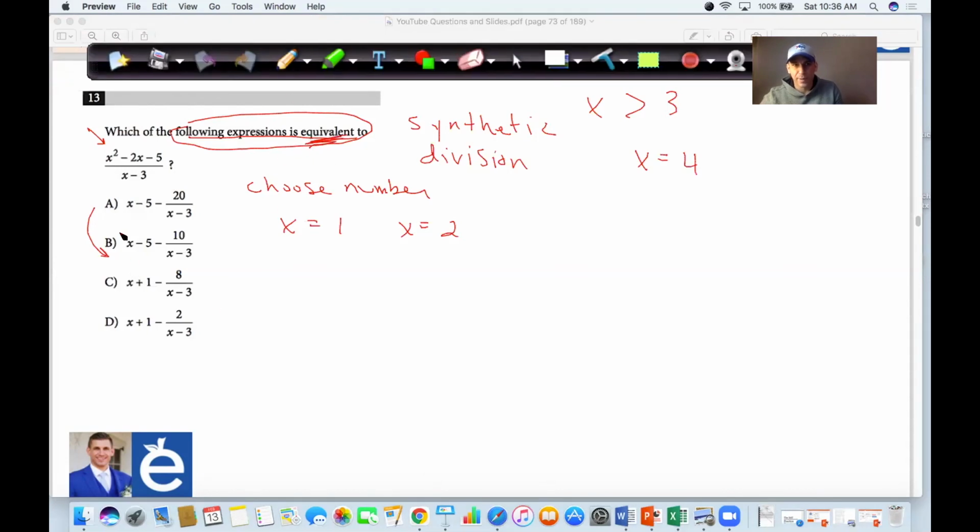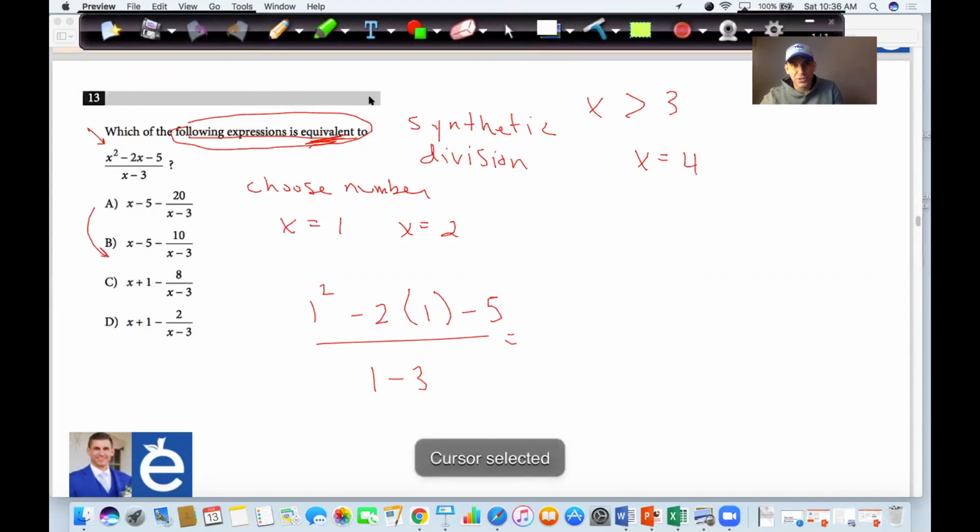So I'm going to plug it into the top expression here, where I get 1 squared minus 2 times 1 and then minus 5. And this is going to be over 1 minus 3. 1 squared is 1, minus 2 times 1, just general order of operations, is going to be 2. And so I have 1 minus 2 minus 5. 1 minus 2 is negative 1, minus 5 is going to be negative 6.